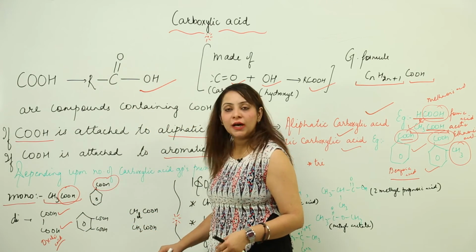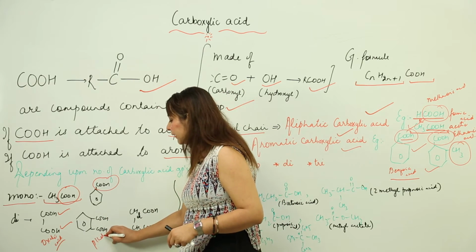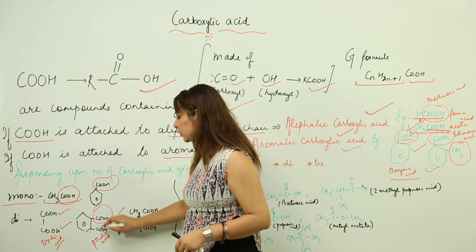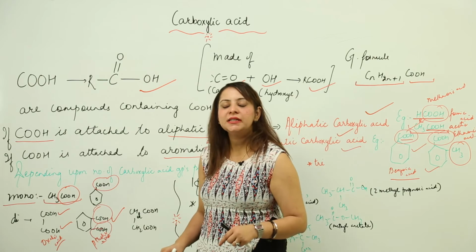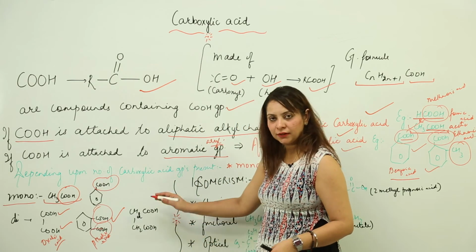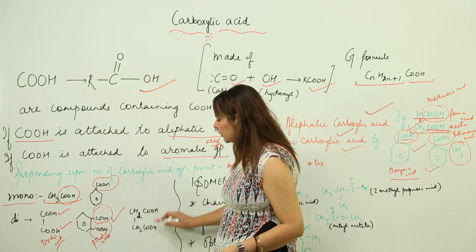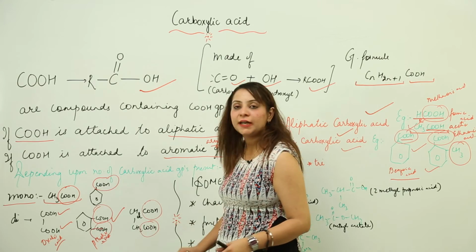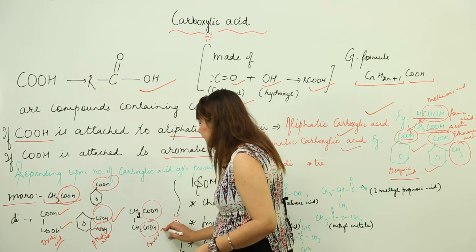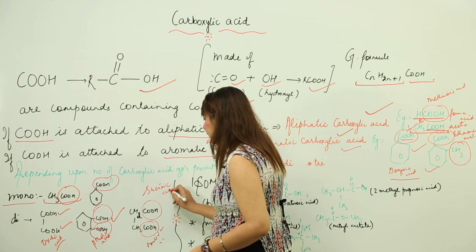Likewise, there can be two carboxylic acids attached to the benzene in this way. Particularly this name is phthalic acid. Here also you see two carboxylic acids, so that means it is a member of dicarboxylic acid. Likewise we can have it in an aliphatic chain also. We have seen CH2COOH, CH2COOH, two carboxylic acid groups, so again it is a member of dicarboxylic acid, and the name is particularly succinic acid. I will write here, succinic acid.